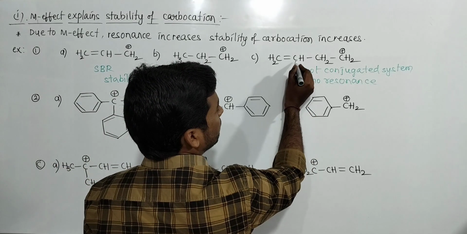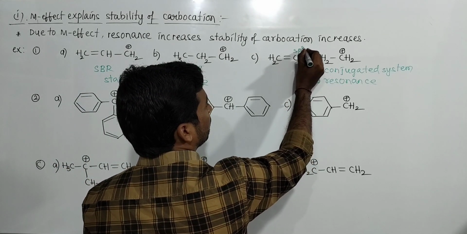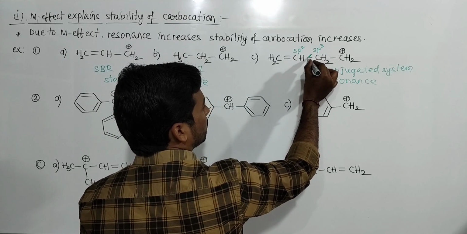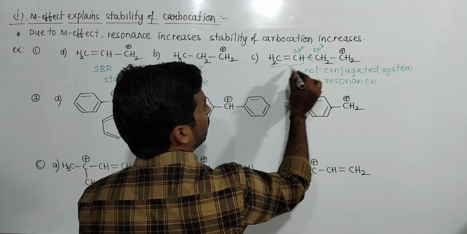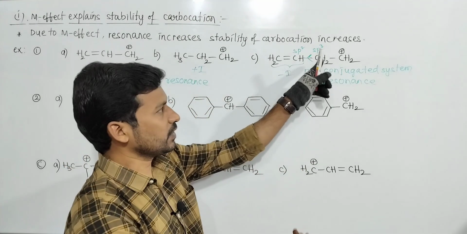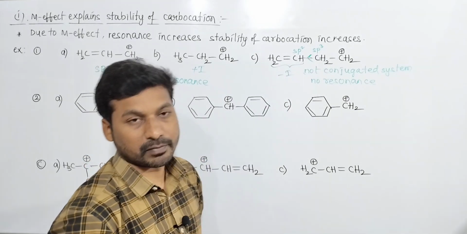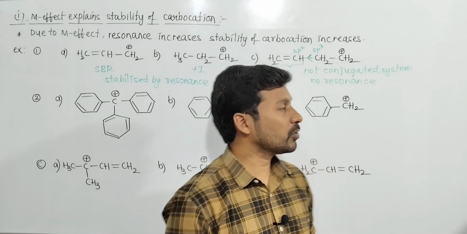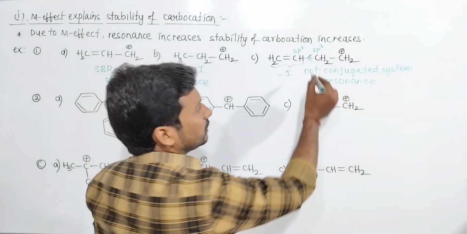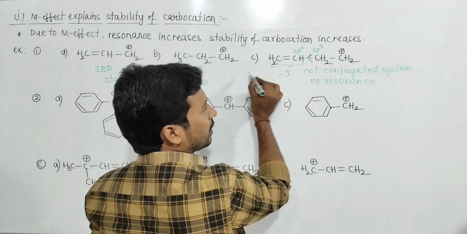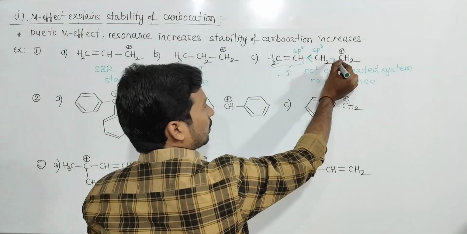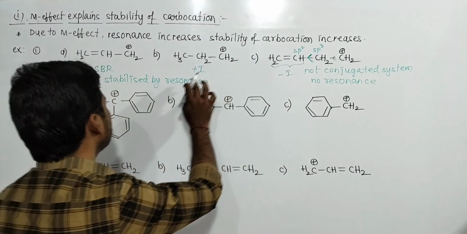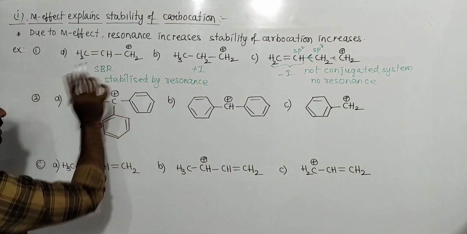So in that case, this is sp2 carbon and this is sp3 carbon. sp2 carbon is more electronegative than sp3 carbon. So this acts as a minus I group. sp2 carbon withdraws bond pair electrons from sp3 carbon because sp2 carbon is more electronegative than sp3 carbon. Thus this bond pair moves towards this double bond, meaning the positive charge pulls these electrons towards this one. Thus this acts as a minus I group, this is a plus I group, and this is stabilized by resonance. That means mesomeric effect.